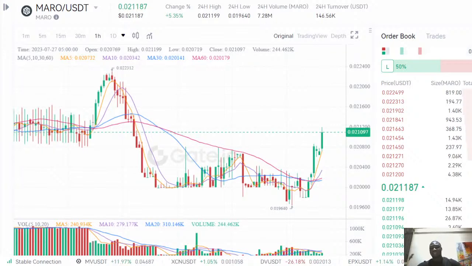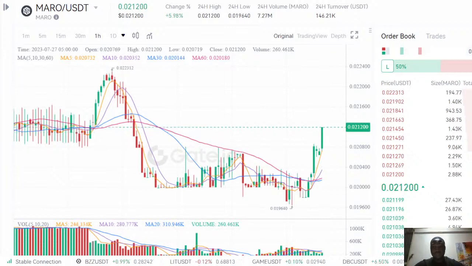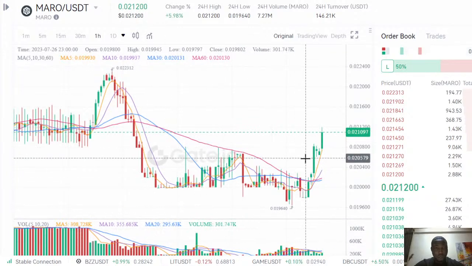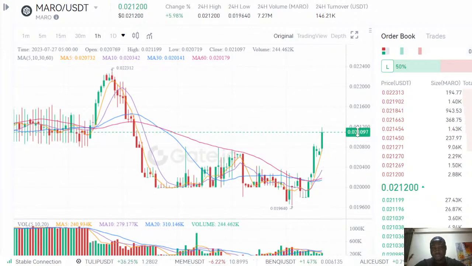So today we're analyzing Maro USDT. We'll be analyzing it on Gate.io today. We'll actually be using technical analysis to analyze this token. You can see the market was between yesterday and today. The market has actually been going well. You can see currently it's at 0.02.